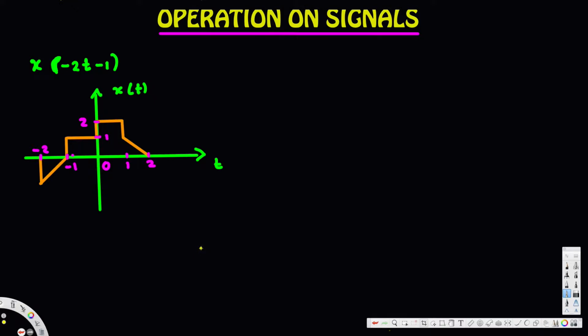In this video we are going to see how to sketch the given expression. Here we have the expression x of negative 2t minus 1, and also the x of t versus t graph is available. Let's see how we can do the shift.